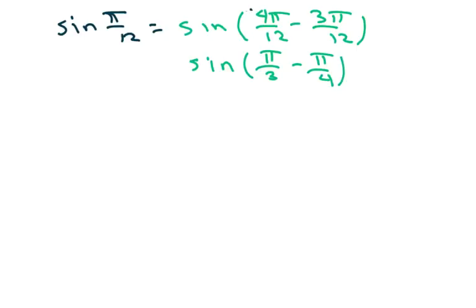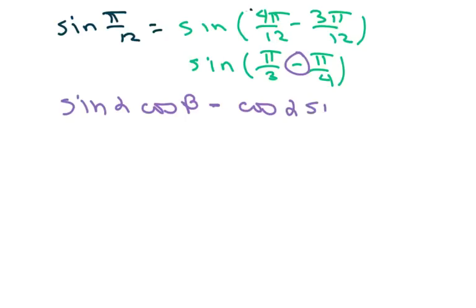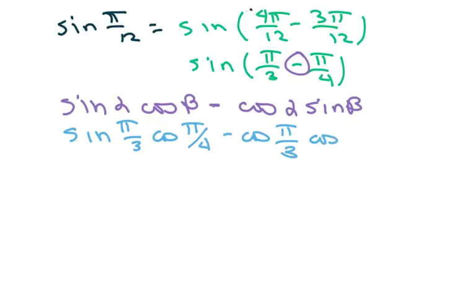Now my formula for sine is sine of alpha, cosine of beta, minus cosine of alpha, sine of beta. And we're just going to substitute. So sine of pi over 3, cosine of pi over 4, minus cosine of pi over 3, sine of pi over 4.